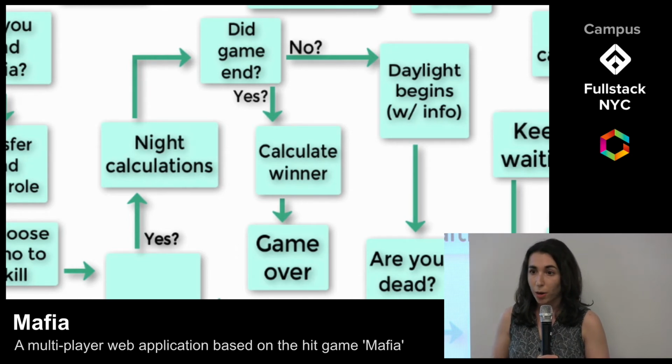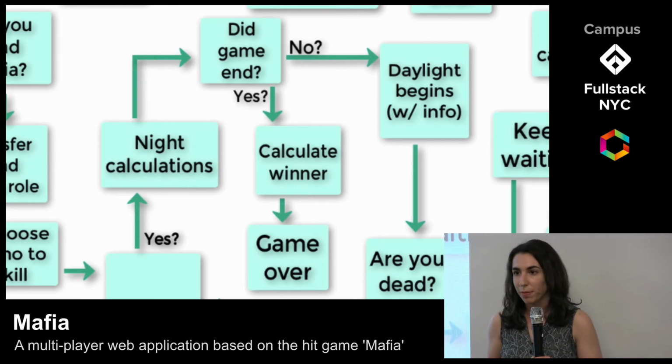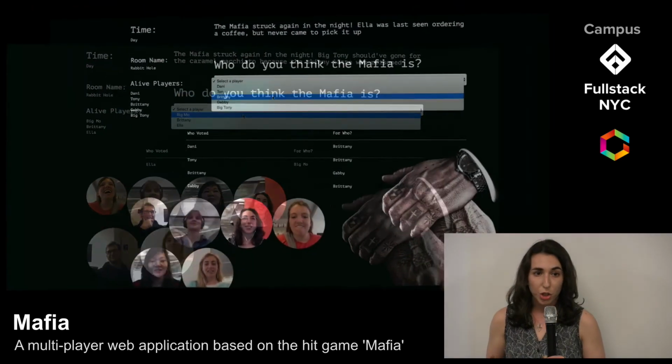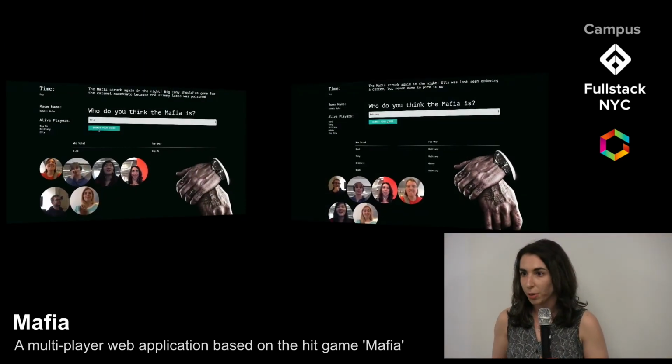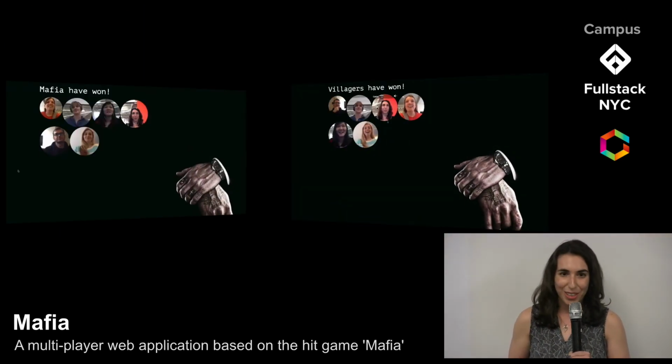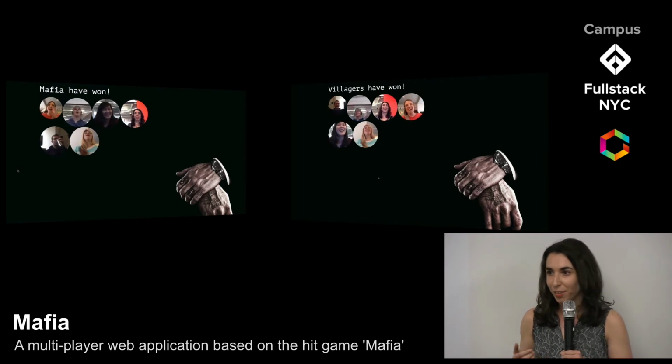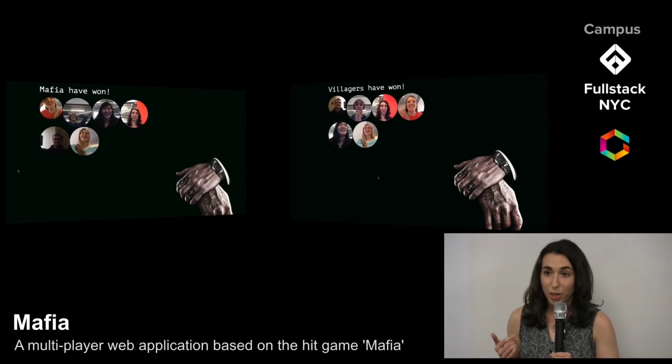So let's say the villagers found out who all the Mafia were. The villagers claimed victory. But if the Mafia killed all of the villagers before that ever happened, then the Mafia take home the gold. Thinking through this game logic was almost as much fun as a game of Mafia itself. And lucky for the three of us, we love playing.